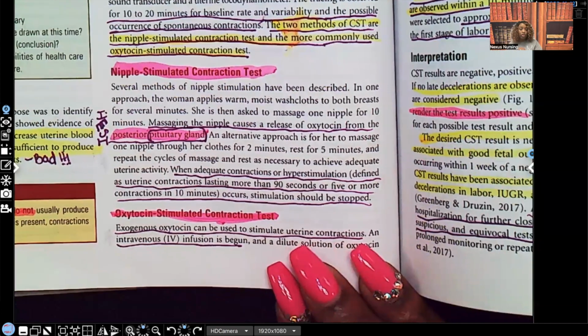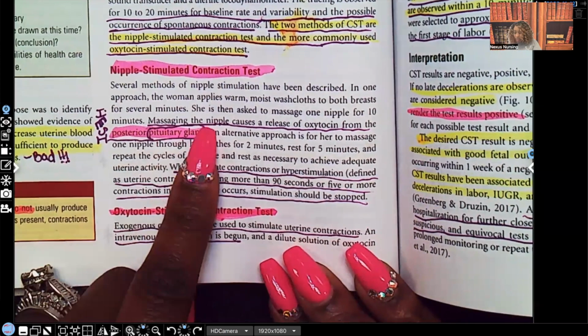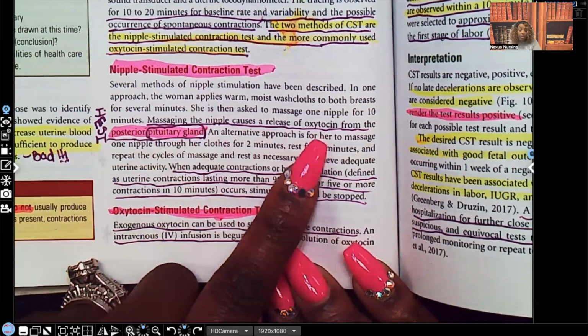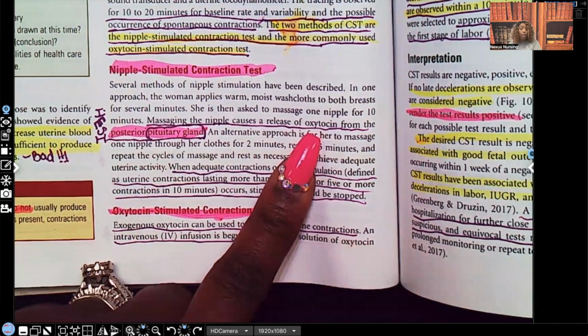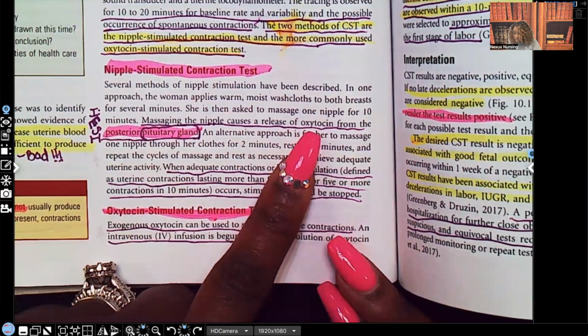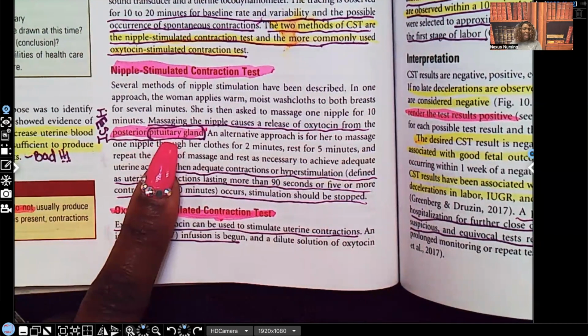Okay, so let's talk about the nipple stimulated contraction test. Let's talk about that one first. What do we do? Massaging the nipple. This causes a release of oxytocin. Remember, it's the oxytocin that causes the uterine contraction. So massaging the nipple causes a release of oxytocin from the posterior pituitary gland. And you guys know that.